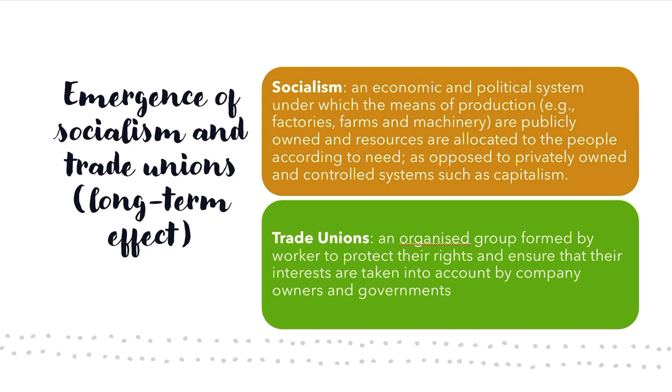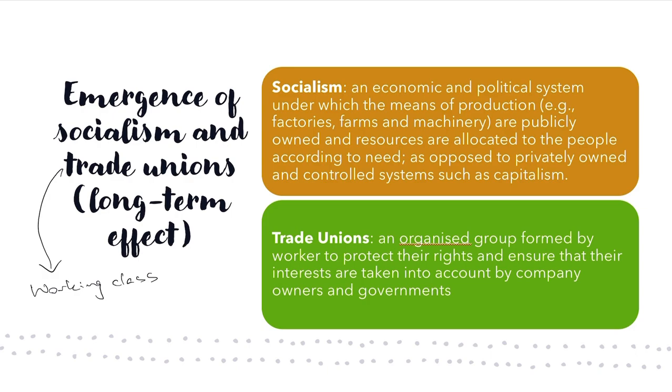Okay, now we'll have a look at some of the long-term effects of the Industrial Revolution. And I know that I'm moving through this quite quickly. We'll get time to unpack a lot of these in class over the next few lessons. So, the emergence of socialism and trade unions. Essentially, this came from working class people who now had more rights or were seeking more rights.